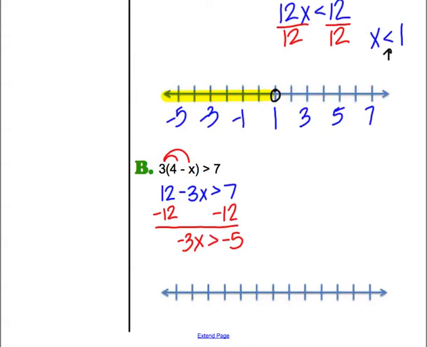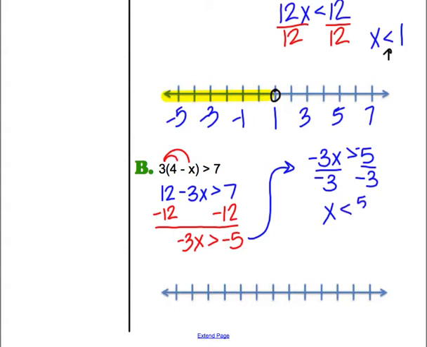I'm going to bring this up here to give myself some more room. Negative 3x is greater than, sorry, negative 5. And then I can divide by negative 3, which gives me x. I need to flip the sign because I'm dividing by a negative. And then I get 5/3, or 1 2/3.